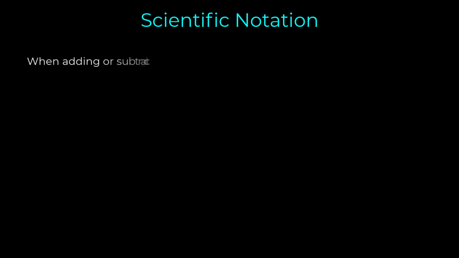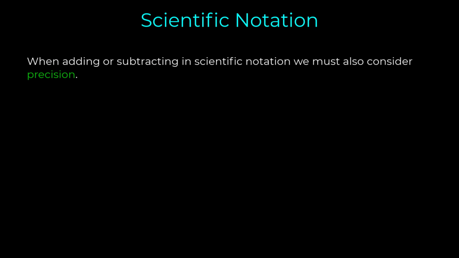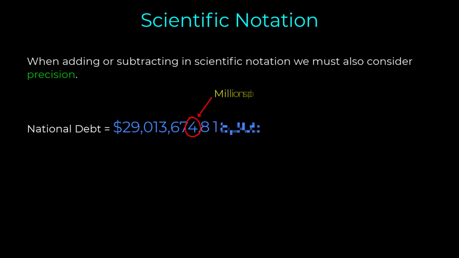When adding or subtracting in scientific notation, we must also consider precision. I just looked up the national debt. It turns out there is a website where you can look at the national debt in real time. When I looked, the national debt was just a hair over $29 trillion. I took out my stopwatch and timed how long it took for the national debt to increase by $1 million, which was, frankly, a very depressing exercise. It was about 40 seconds.